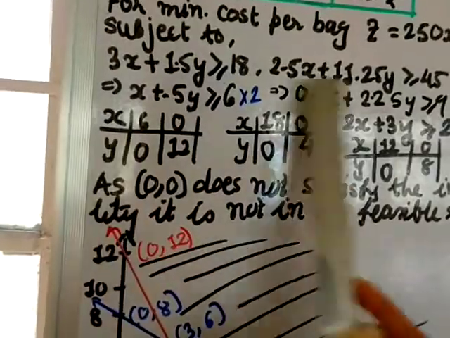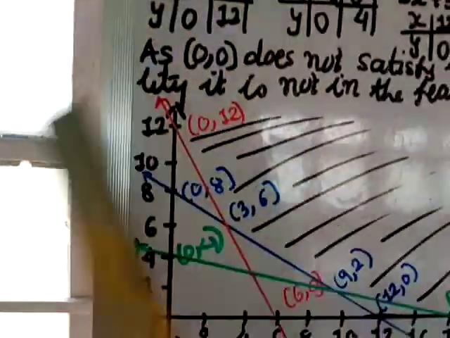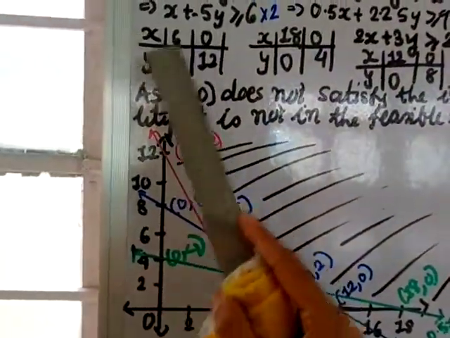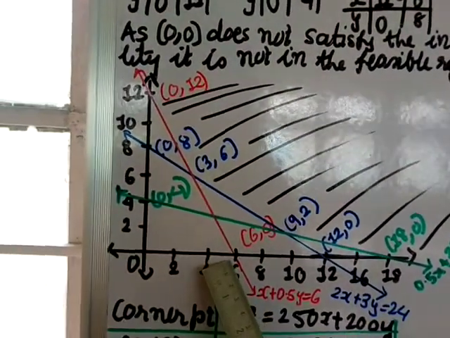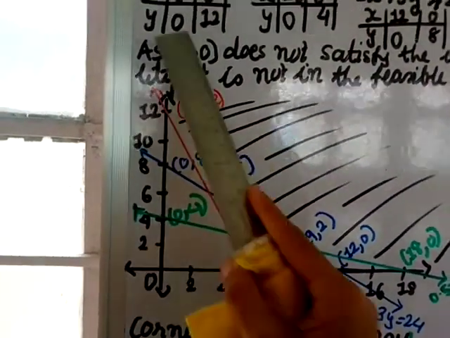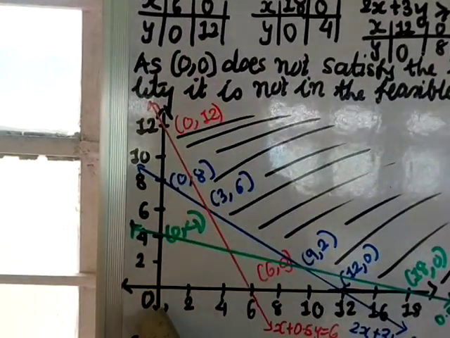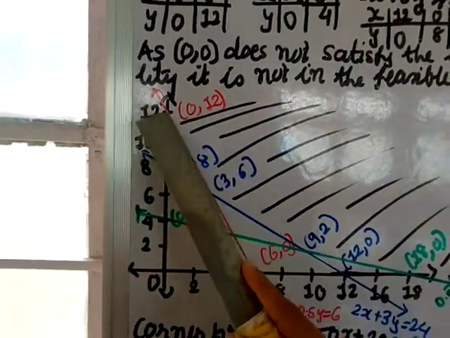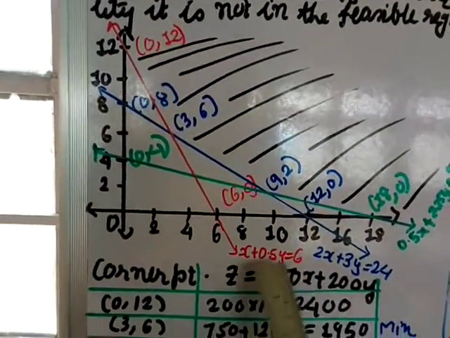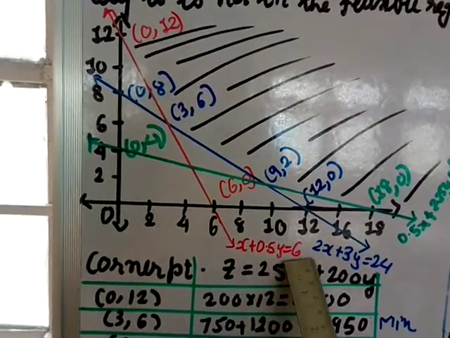So let us draw the graph. First let us draw this line. When x is equal to 6, y equal to 0, that is here, the red point. Then when x equal to 0, y is equal to 12, so that is here. Join the points, and write the equation of the line, that is x plus 0.5y equal to 6.